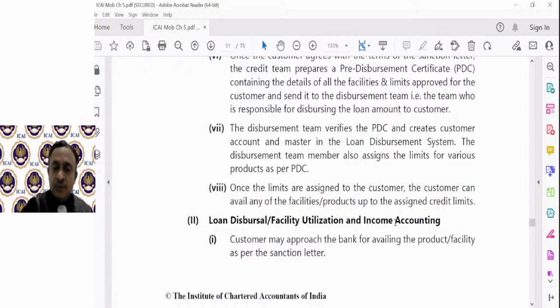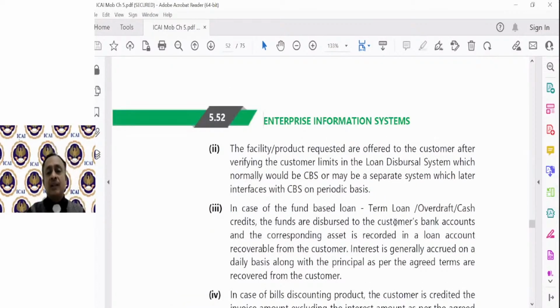Once the pre-disbursement certificate and sanction letter are generated, the customer gets the sanction as per the letter. The products requested are offered to the customer after verifying the limits in the system, which normally would be in CBS or maybe a separate system, which later interfaces with CBS on a periodic basis. Please understand, just take this example. I am highlighting this because there is a lot of change in this aspect.